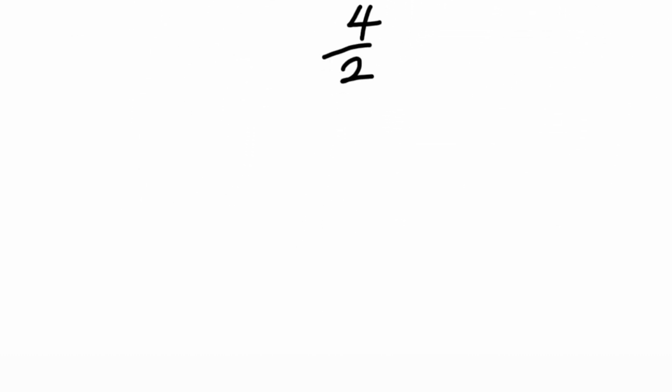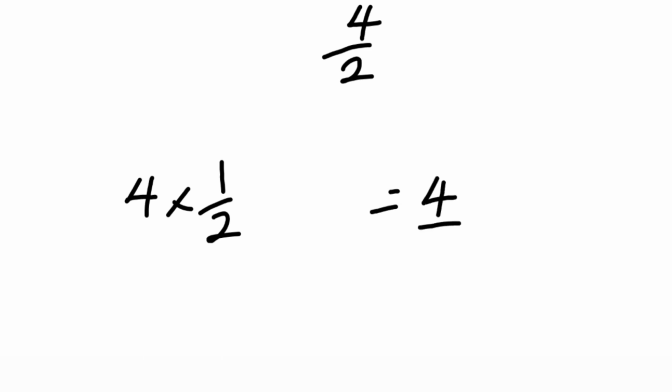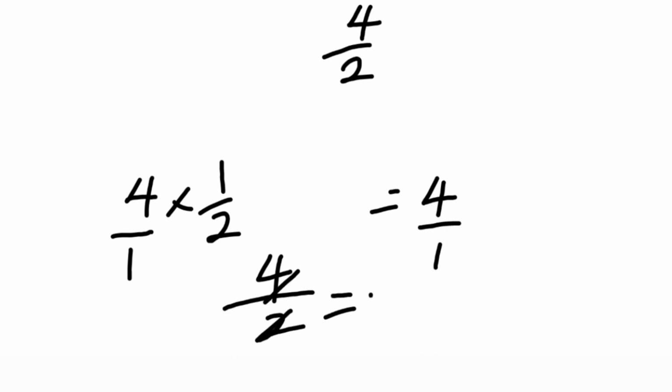There's another way to solve this. When you have 4 multiplied by 1 over 2, 4 can also be written as 4 over 1. So we just put it over 1 here. So we multiply the numerators, and this is going to give us 4. Then you multiply the denominators, over 2. Then obviously you divide 4 by 2, which is equal to 2.